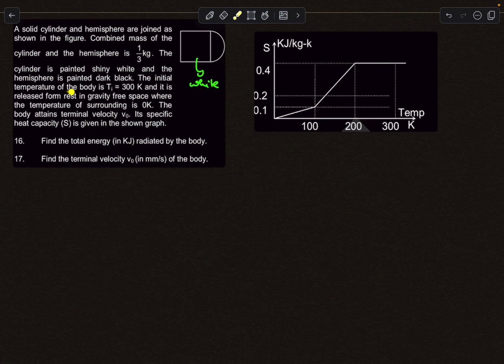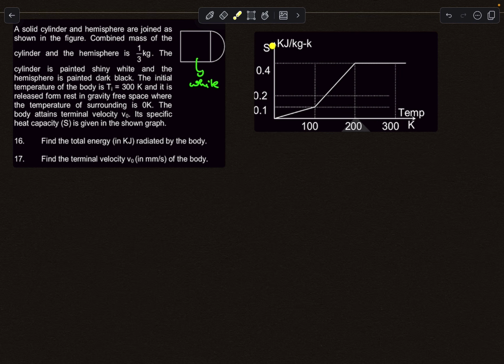The initial temperature of the body is given to be 300 Kelvin, and it is released from rest in a gravity free space where the temperature of the surrounding is 0 Kelvin. Okay, so the surrounding temperature is 0, and the body attains some terminal velocity according to them. So what they're claiming is that obviously there is going to be some radiative heat transfer because there is a temperature difference, and finally when both of the temperatures become equal, right, the surrounding temperature and the temperature of the body become 0 Kelvin, there is some velocity. The combined body actually moves with some velocity, which they're calling V0.